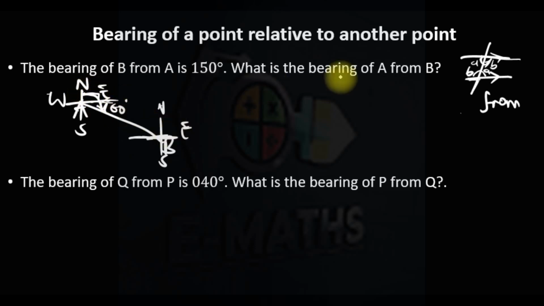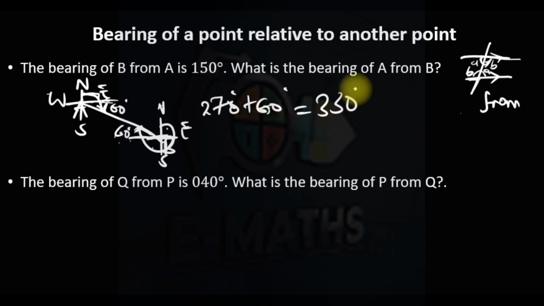So to get the bearing of A from B, we start from B, where it hits the bar connecting the two points. That's what we have to find. As you can see, this is 270, that's 90, 90, 90, plus 60, because of the alternate angle theorem. So the answer is 270 plus 60, which is 330. So that's it.